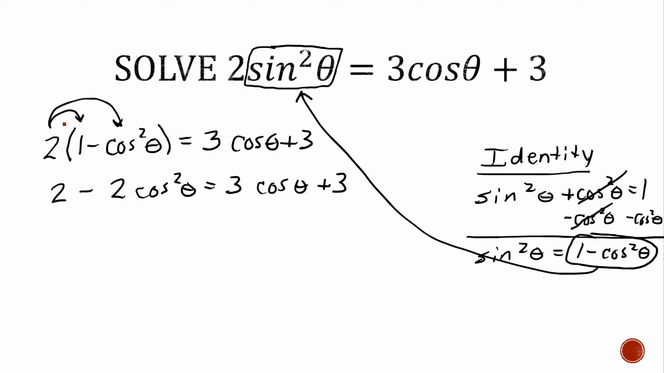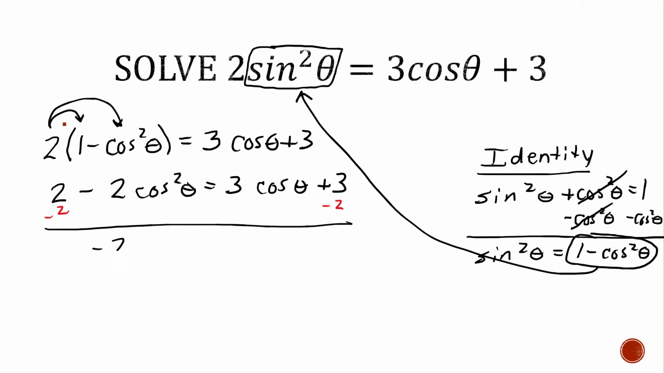Okay, I want everything on one side. I think I want to move these 2 terms to the right because I would prefer to factor with a positive number in front of the cosine squared. All right, so the first thing I'm going to do with that in mind is subtract off this 2. Remember that you've got to do it to both sides.